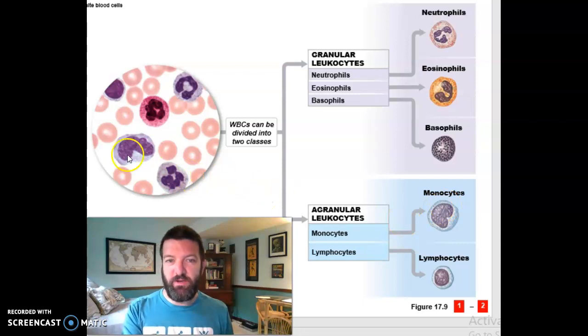Monocytes are a type of agranulocyte. You can see it here. See a very smooth cytoplasm, and they have a large U-shaped nucleus. Those are monocytes. And lymphocytes are also agranulocytes, smooth cytoplasm, but they tend to have a big round nucleus in the middle, right? It takes up almost the entire cell there.